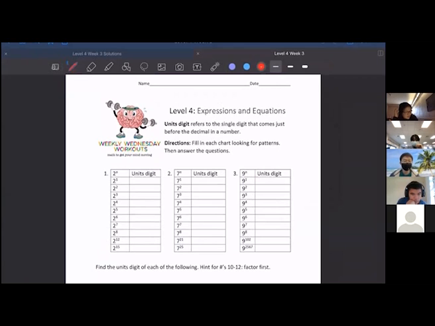I don't know. Okay. So first, we're going to talk a lot today about units digits. So on top it says unit digit refers to the single digit that comes just before the decimal in a number. And then what we have to do is fill in the chart and kind of look out for patterns. And then later below, we kind of use that to answer the questions below that.